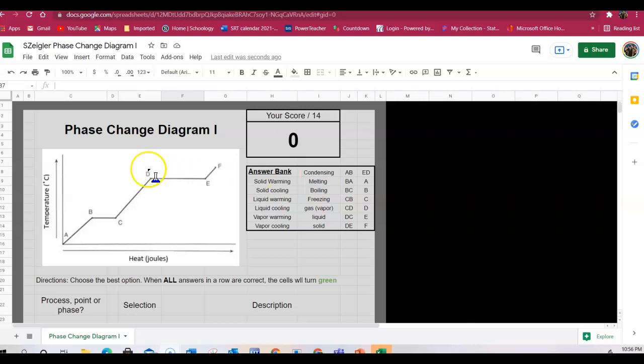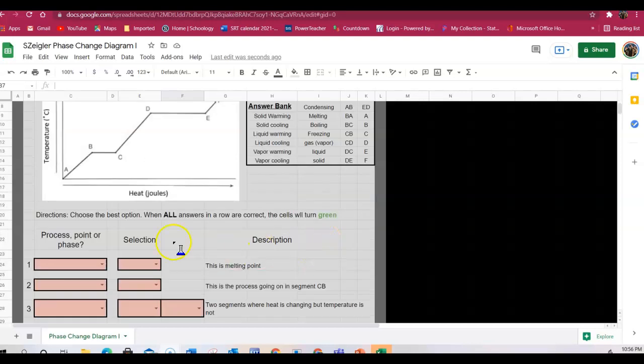So here is your phase change diagram. These are your choices for your answers, and here is your score. It says here that you're going to choose the best option. When all answers in a row are correct, the cells will turn green.